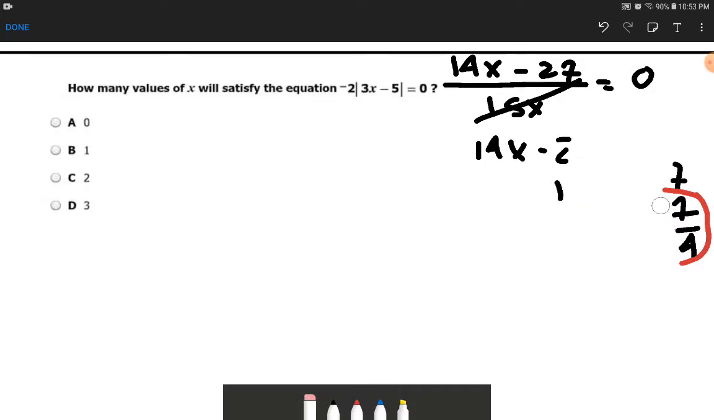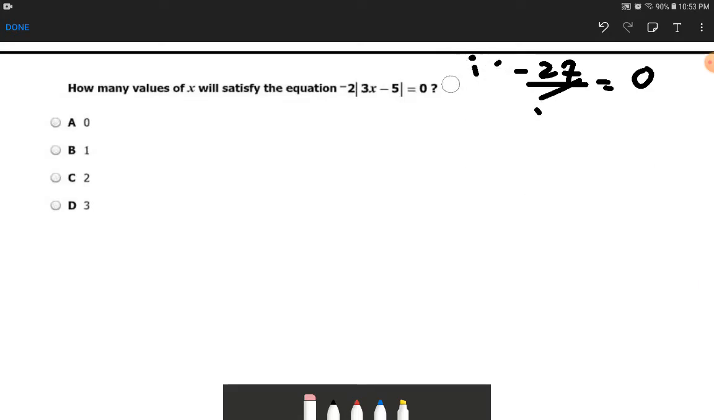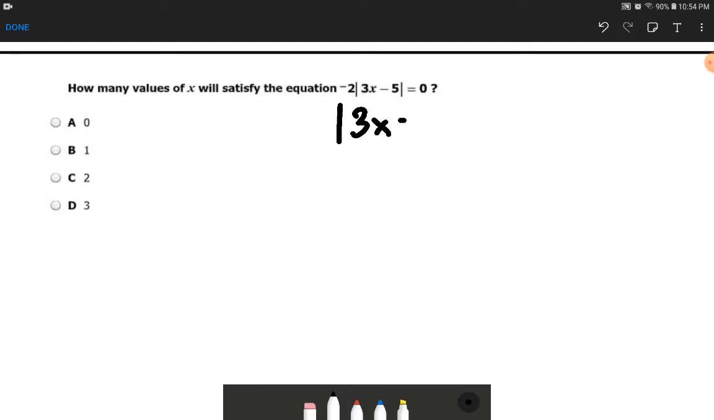Alright, so how many values of x will satisfy the equation negative 2 times the absolute value of 3x minus 5 equals 0? So what we're going to do, we're going to isolate the absolute value sign. And I do have another video talking about how to solve absolute value equations. So what we're going to do is divide negative 2 on both sides. 0 divided by negative 2 is still 0. We're going to make a positive and negative equation.